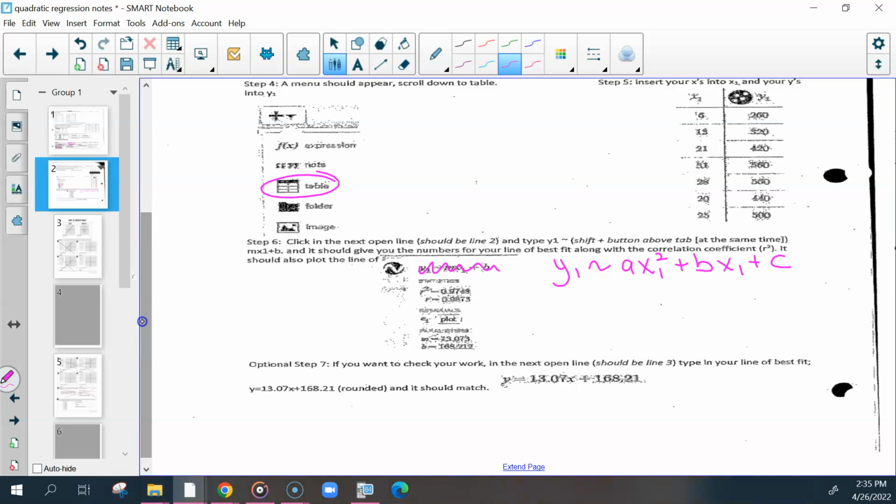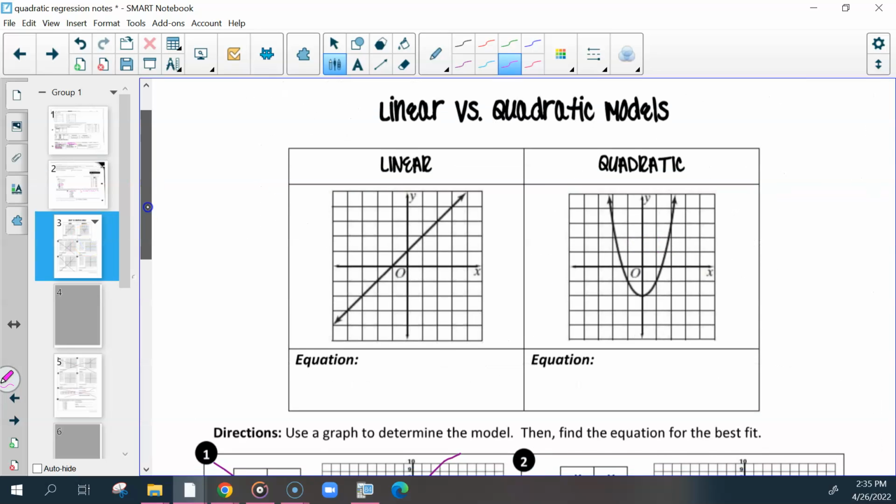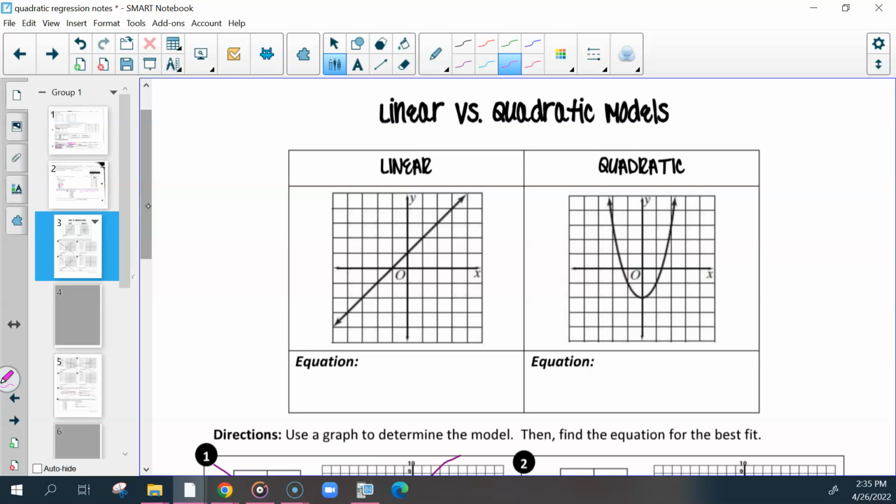Okay, so I'm going to go back and forth a couple times to show you what that'll look like. So to compare the difference, linear equations is y equals mx plus b. Quadratic equation is y equals ax squared plus bx plus c. We need to know that in order to help us determine this.